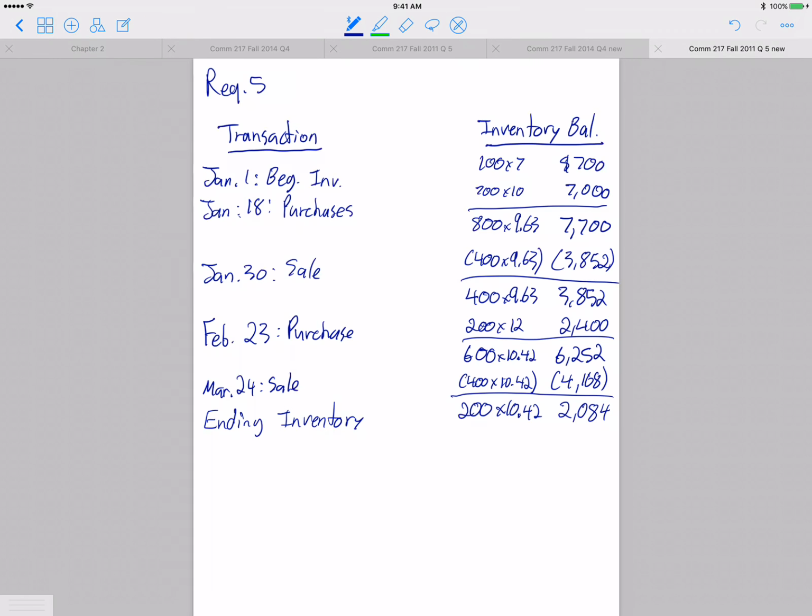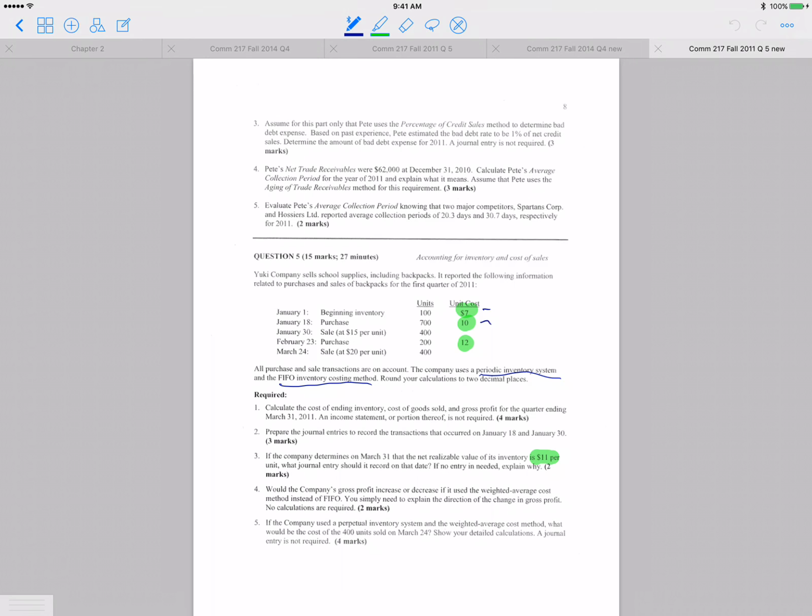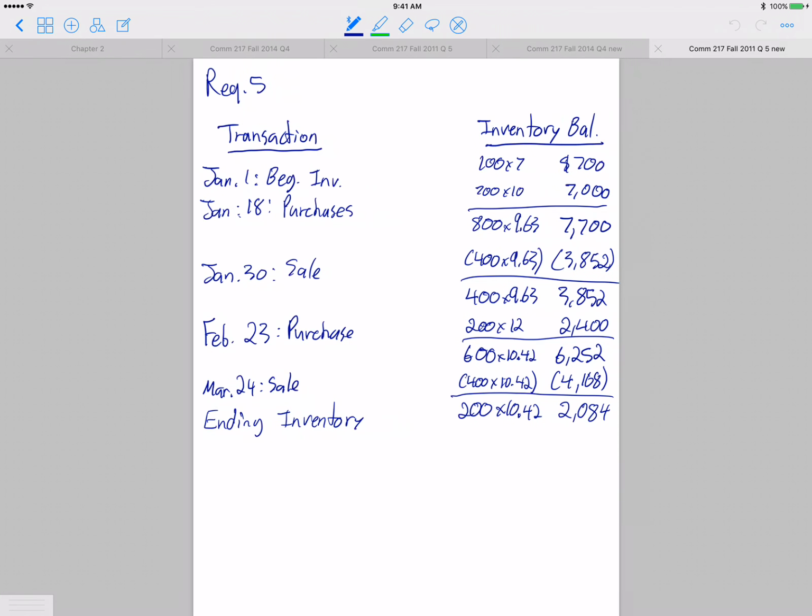And the requirement is asking us what would be the cost of the 400 units sold on March 24th. Therefore, we go back to our table. On March 24th, we have a sale, and the cost would be the 4,168. Therefore, cost of sale on March 24th will be $4,168.